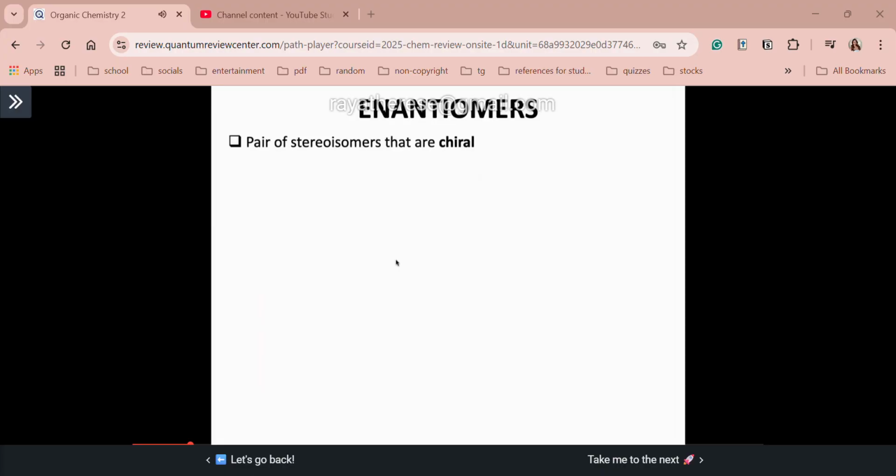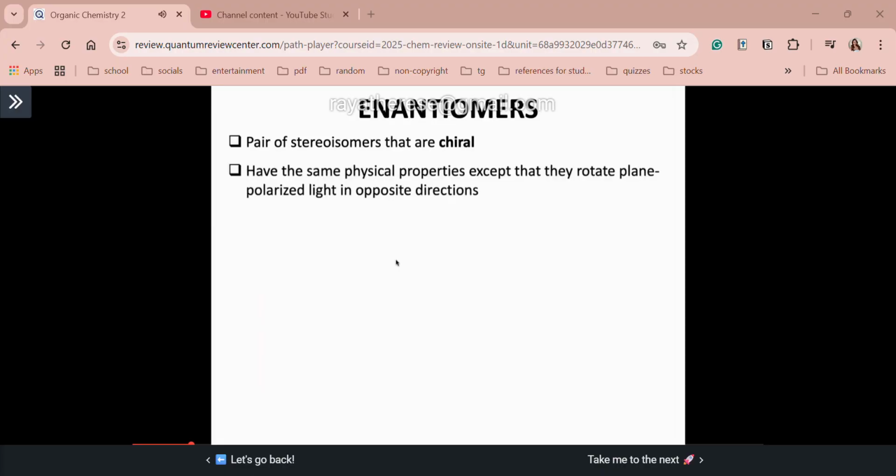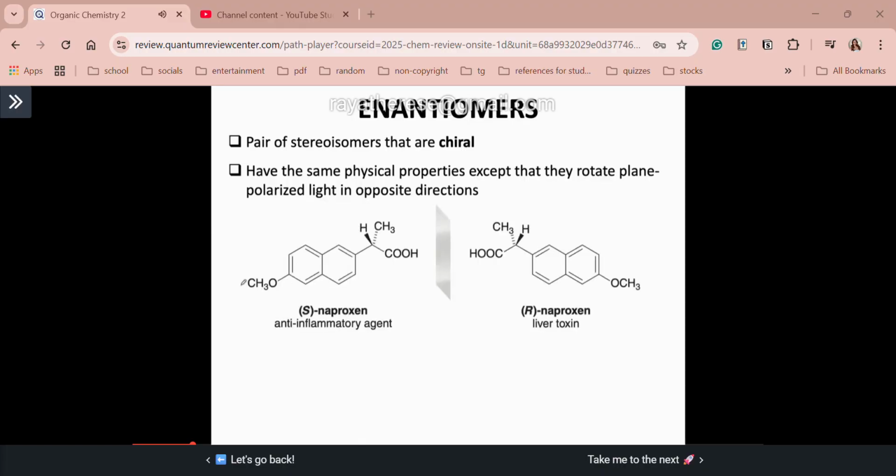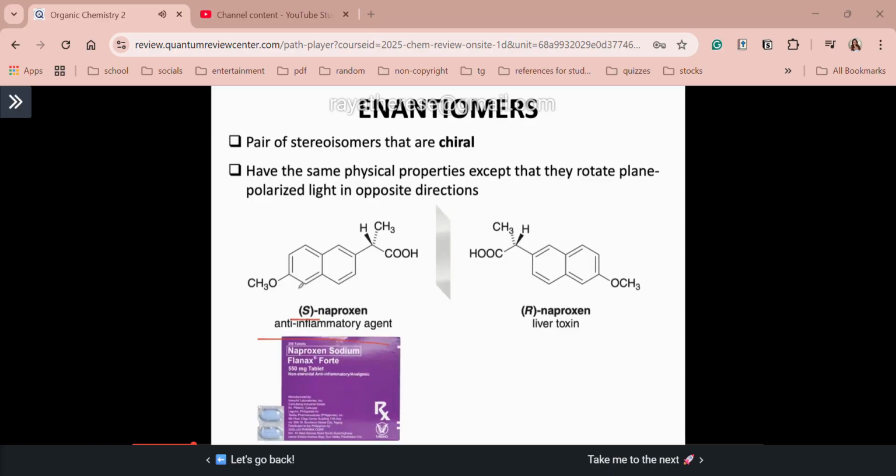Familiar with your R versus S configuration. Again, enantiomers have the same physical properties, like melting point and boiling point, except that they rotate plane polarized light in opposite directions. One going to the right, and one going to the left. Class, a typical example: here we have your drug, S-naproxen. The S-naproxen acts as an anti-inflammatory agent that we take. Its R configuration counterpart is actually a liver toxin, the opposite of the advantage of S-naproxen. Class, remember, this is very crucial. The configuration can really impact the activity and functions of our organic compounds.